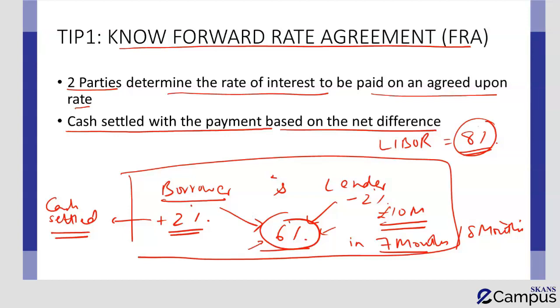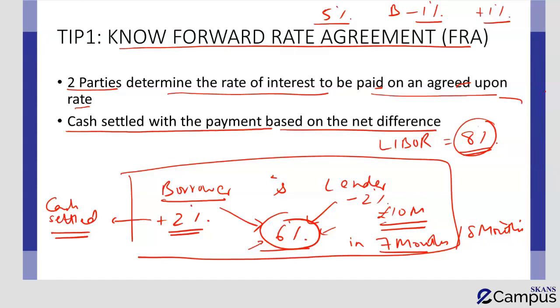On the other hand, what if the interest rate becomes 5%? In such a case, the borrower has a loss of minus 1%. Why? Because if the borrower had not entered this agreement, he could have borrowed from the market at 5%. But since he entered this agreement, he has to borrow at 6%, so he has a loss of 1%. And the lender has a profit of 1%, because if he had not entered the contract, he would only have been able to lend at 5%. So he has gained 1% by lending at 6%.